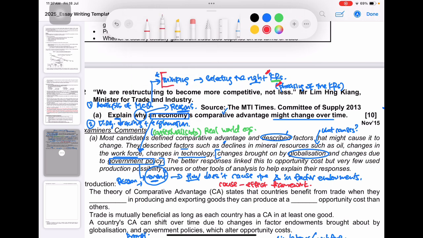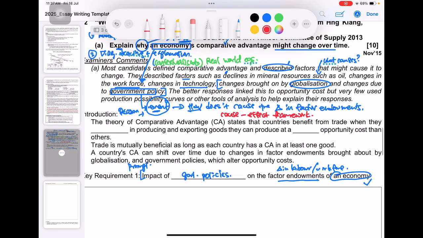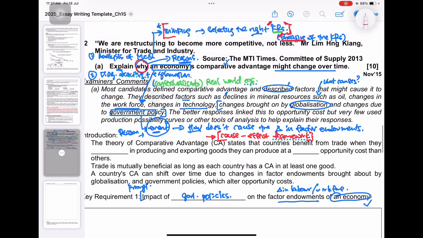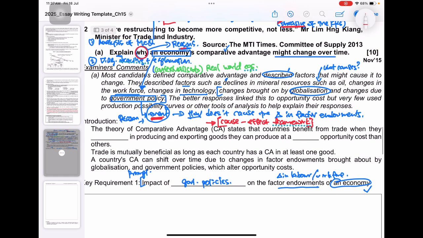So to summarize this point about the thinking and selection of KR, down to the idea of phrasing of the KR, I think the overarching learning point will be consistent use of the cause and effect framework to think about what is the event and what kind of effect they are looking at. And of course, for this question, they ask for why, and hence the reason itself will be the event that we are talking about. So this is why, when you look at our suggested answer, it focuses on government policy, and later on also globalization, and how it will affect the factor endowment.